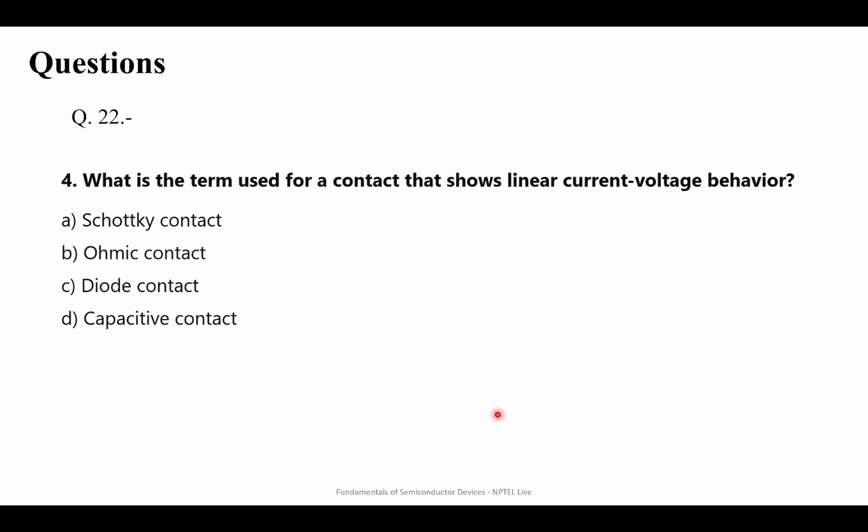So what is the term used for a contact that shows linear current voltage behavior? Schottky contact, ohmic contact, diode contact, capacitive contact.